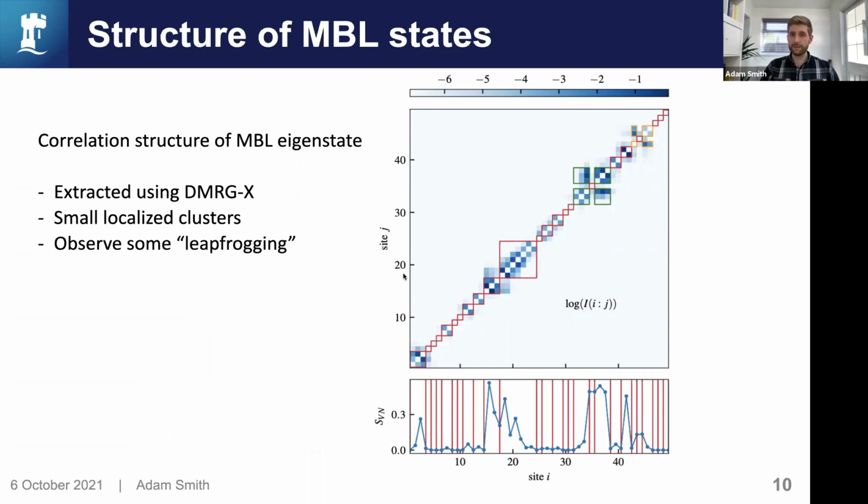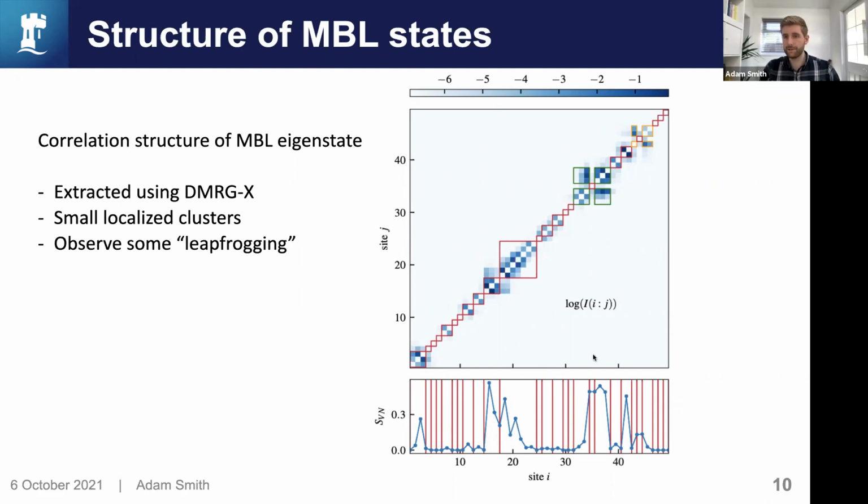So what I show here is this correlation matrix for a 50-site system. And here I'm using a modified version of DMRG-X to extract these eigenstates. So Kevin worked hard on modifying this algorithm so we can use DMRG to find eigenstates in the middle of the spectrum. And with that, we're able to access quite large systems.